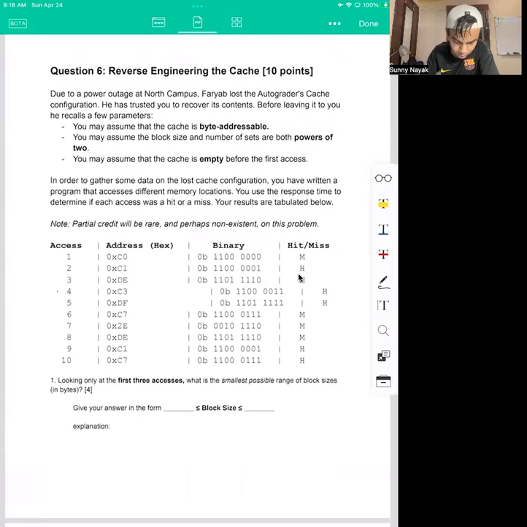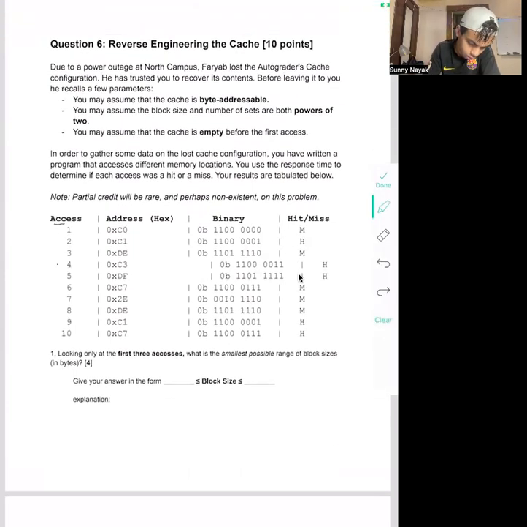The first question says, look only at the first three accesses. And using only these first three accesses, we're going to determine the smallest possible range of block sizes. So let's take a look. That first access that we see, we're accessing C0, that was a miss. Assuming the cache is empty before that, no matter what access we're doing, that's going to be a miss. And so that doesn't really tell us very much information. Yes, it's a compulsory miss, but we don't learn anything from it.